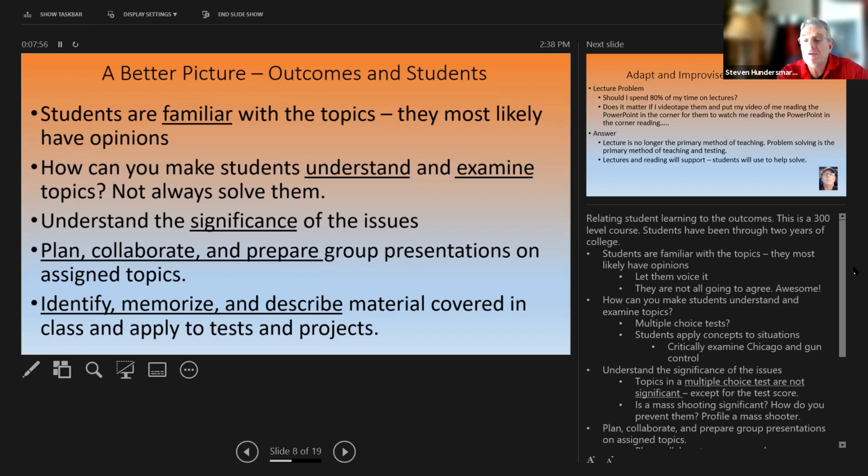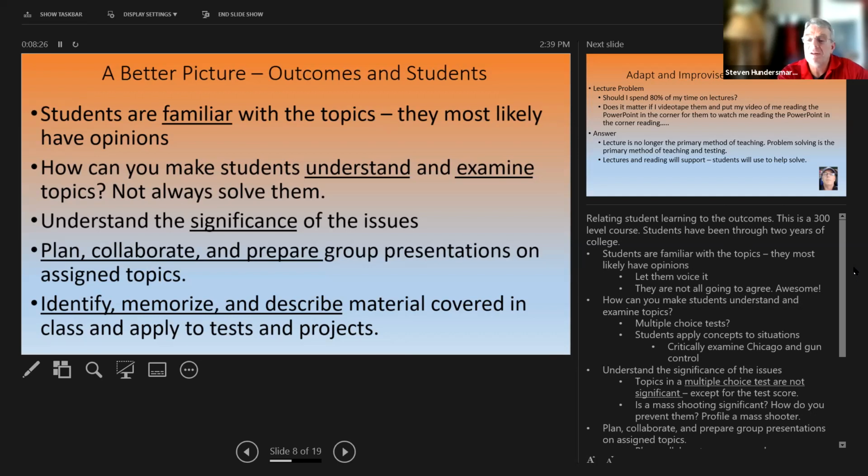How can you make students understand and examine topics? Not too well with a multiple choice test, but when students start to take the concepts that you give them and apply them to situations, well, then they start to understand it. So case in point, critically examine Chicago gun violence that they have there, and gun control as well. Then it takes on meaning.